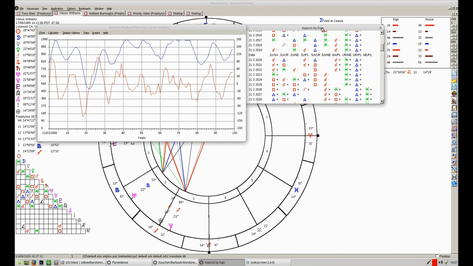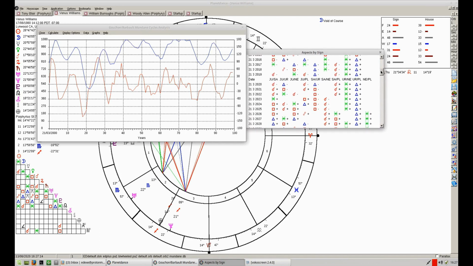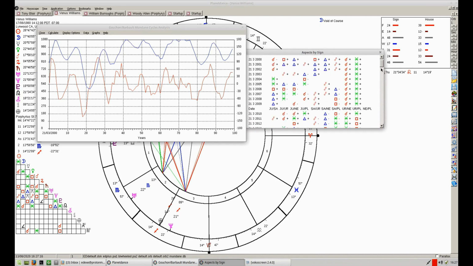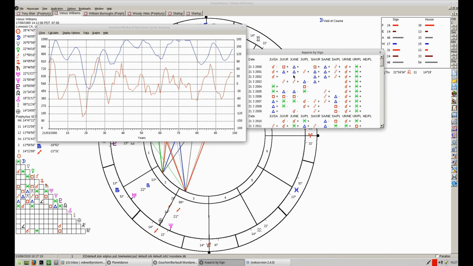You can also display specific aspects. These are aspects by sign. So if 2 planets are in a classic Ptolemaic aspect by sign, this table will show you their relationship.